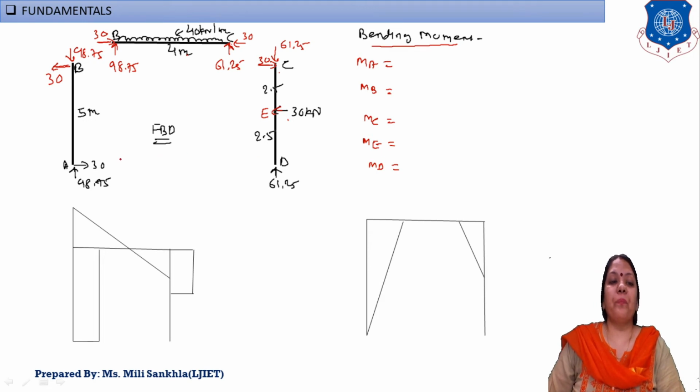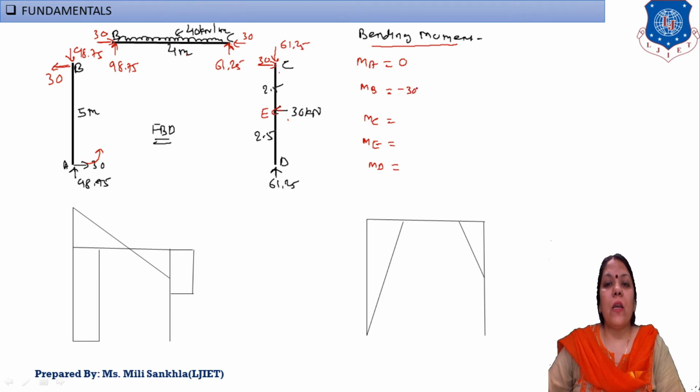Now one by one, moment at A, that means hinge support, that is always 0. Blindly write down 0. Next 30 into 5, this inducing moment is anti-clockwise, so minus 30 into 5 is equal to minus 150 kilonewton meter, and this anti-clockwise moment is balanced by clockwise. Here I write down directly. Okay, this anti-clockwise moment is balanced by clockwise.